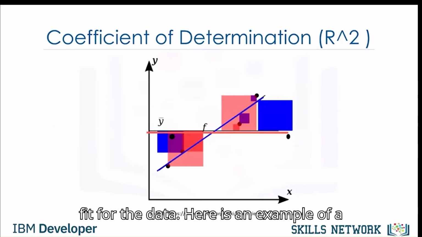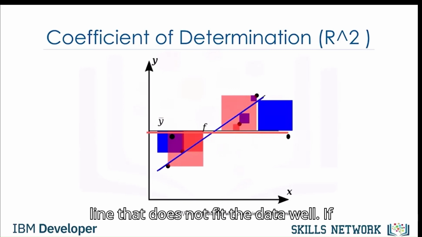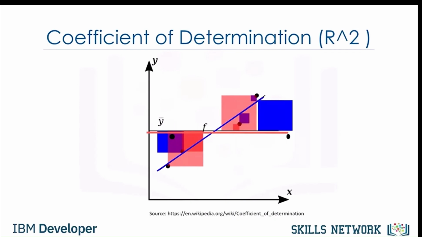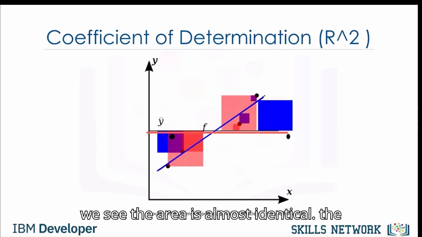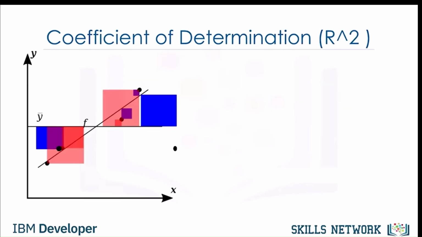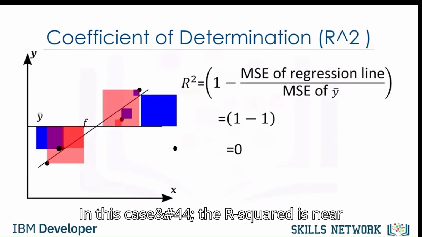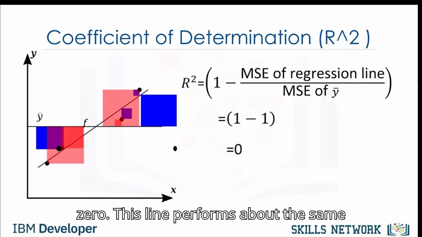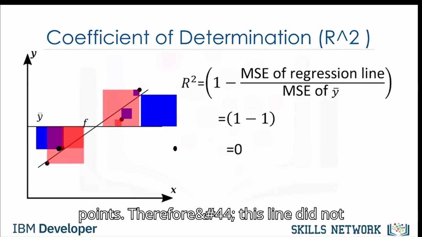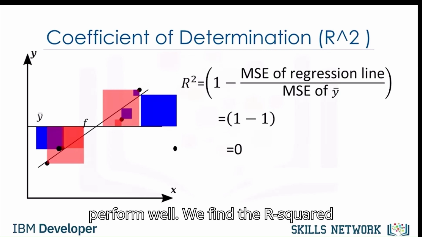Here is an example of a line that does not fit the data well. If we just examine the area of the red squares compared to the blue squares, we see the area is almost identical. The ratio of the areas is close to 1. In this case, the R squared is near 0. This line performs about the same as just using the average of the data points. Therefore, this line did not perform well.